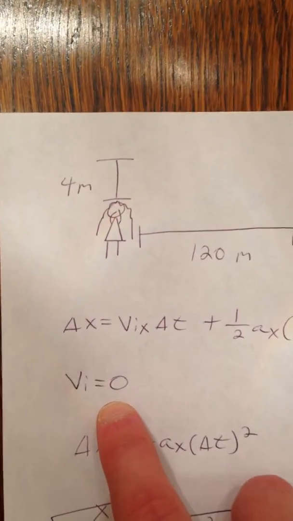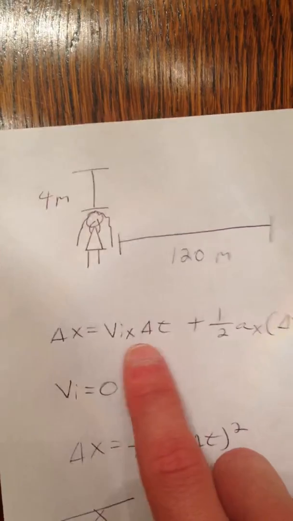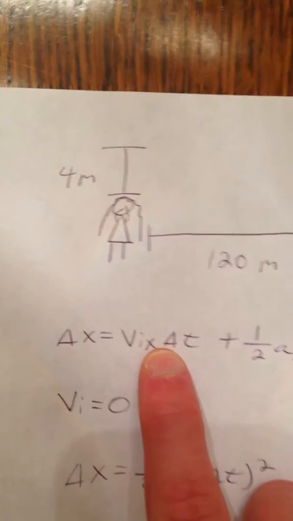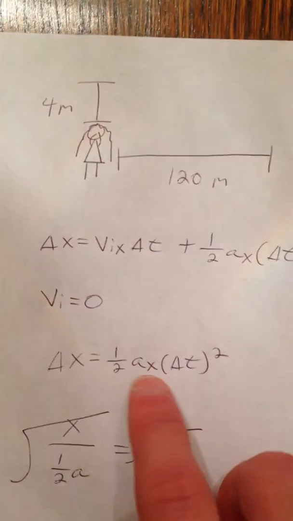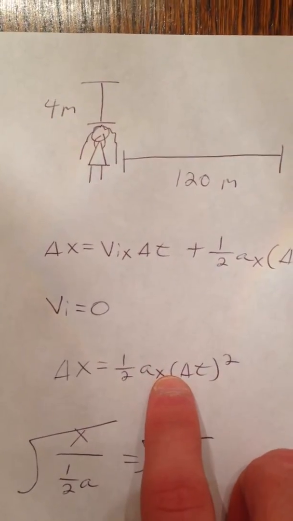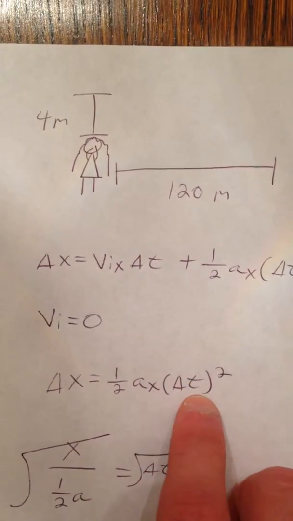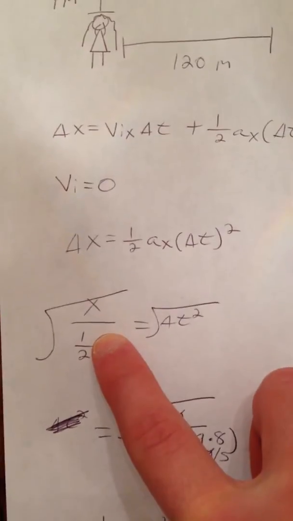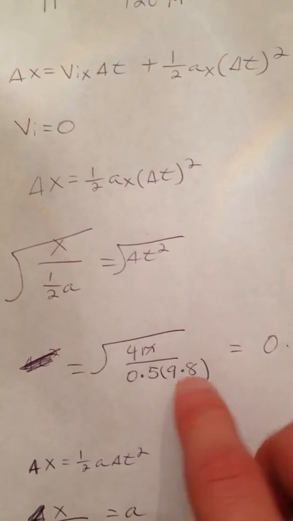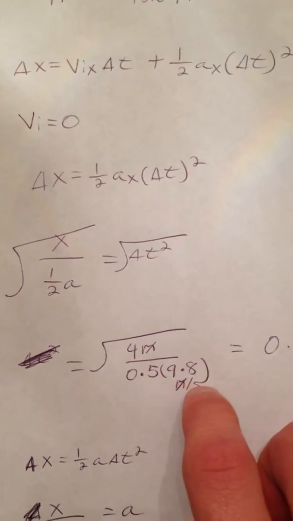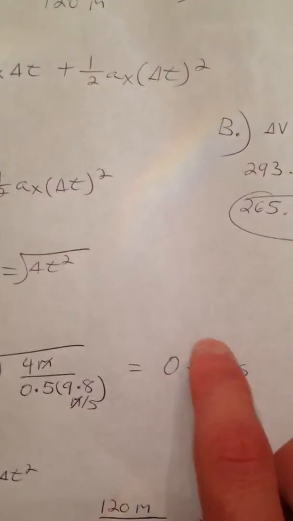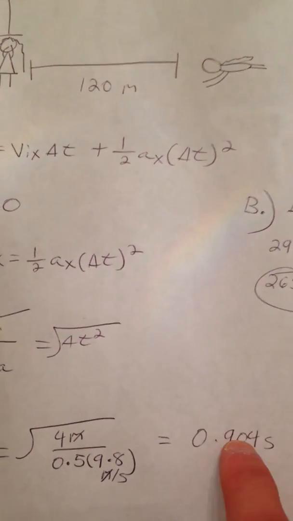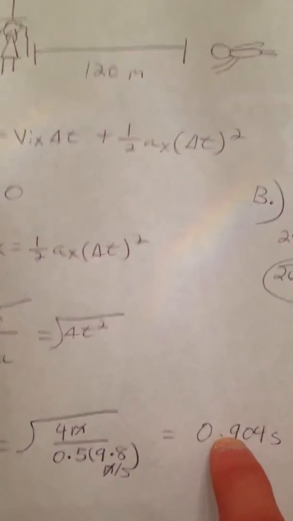Initial velocity is going to be 0, so we can cancel this part out, since it's just going to be 0 anyway. So this is the modified equation, and I'm isolating time. I'm going to have to square time to get the answer. Okay, so for the rock, the meters cancel out, 0.904 seconds. So that's how long it's going to take the rock to hit Lois.